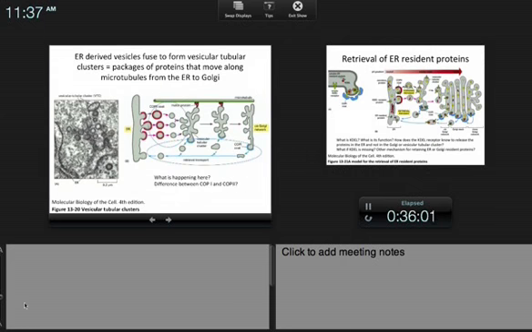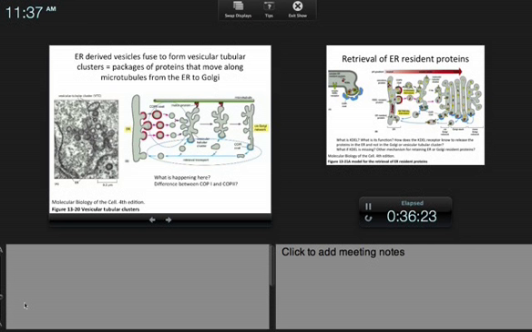Okay. Good. Retrieval. Answer the last question. Difference between COP1 and COP2. They're different protein coats, and they're associated with the different flow of proteins from different places. So if you're going from ER to Golgi, you are COP2. If you are going from Golgi to ER, you are COP1. Okay?